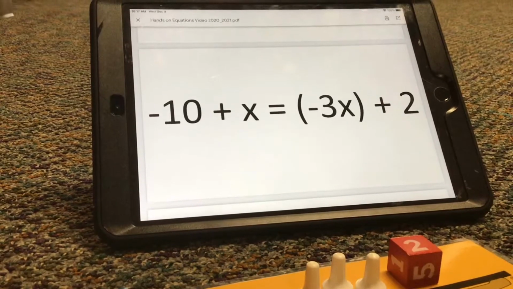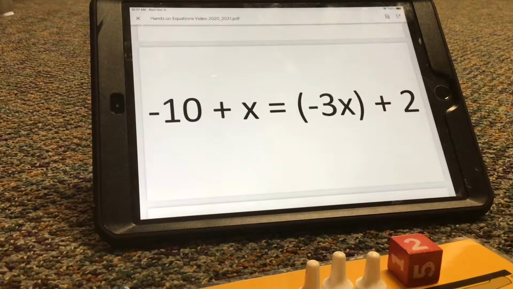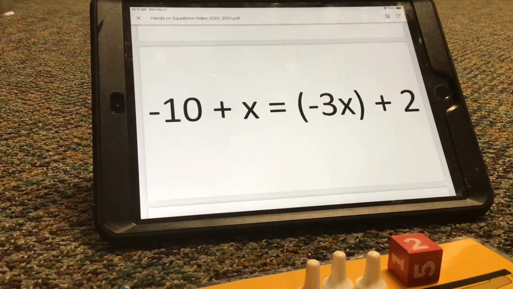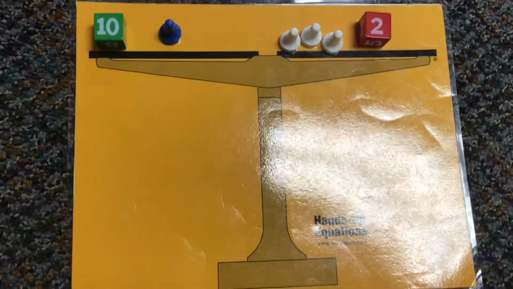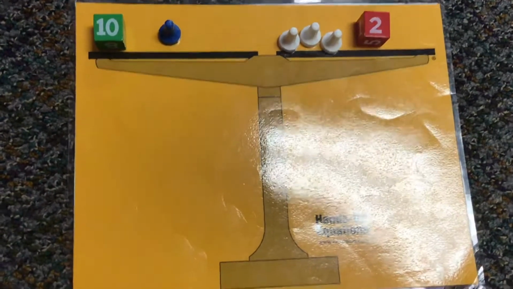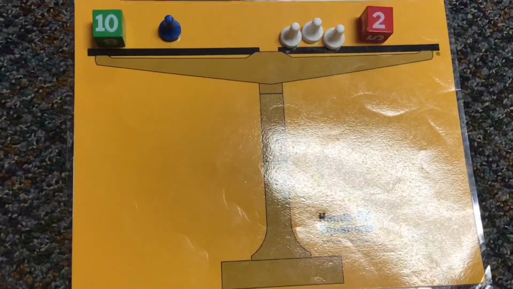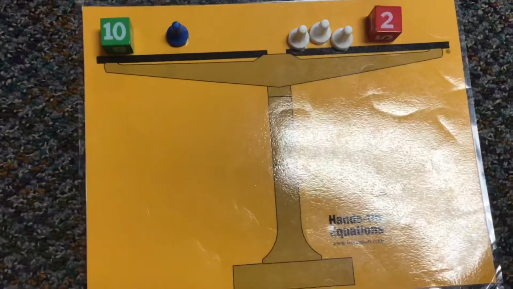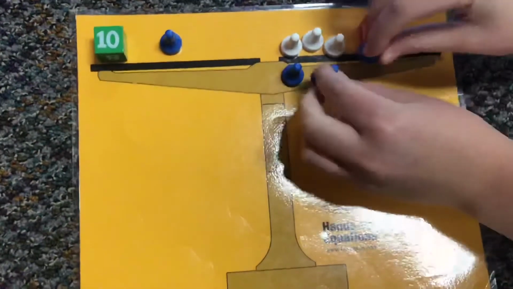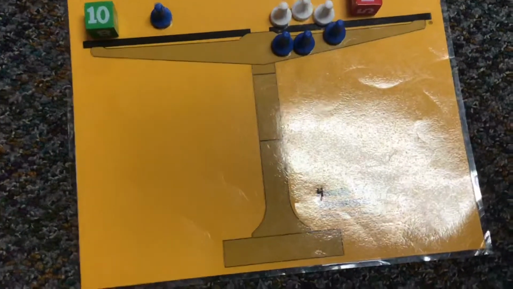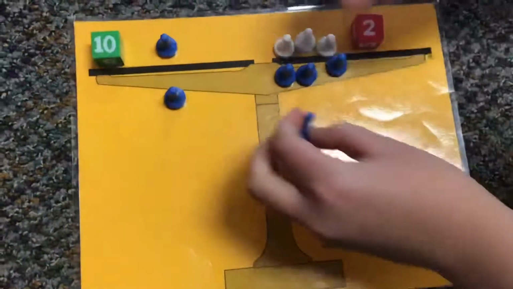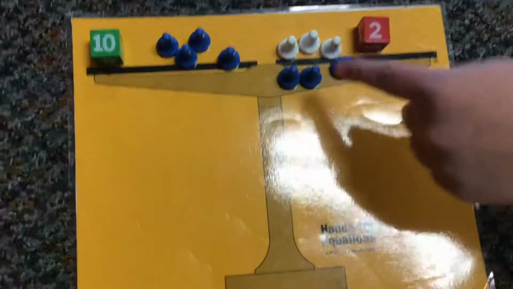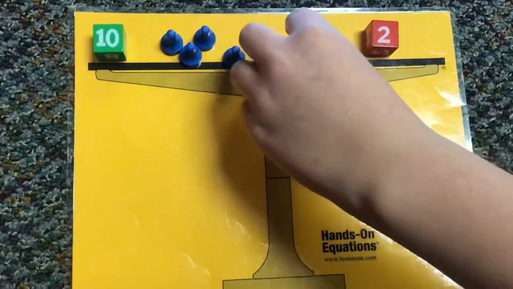For our second problem, we have negative 10 plus x equals the opposite of 3x plus 2. So first we're going to see if we can take anything away from both sides. And the answer is no. So we're going to have to add a pair of 0. And I personally like to work with positives better, so we're going to add 3 positives to each side of the equation. Now these are a pair of 0, so we can take them away.